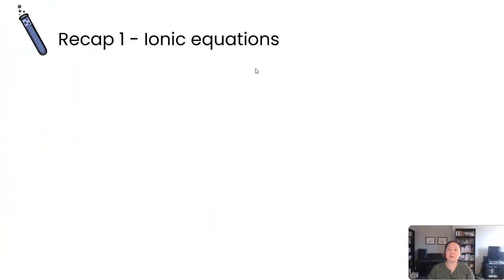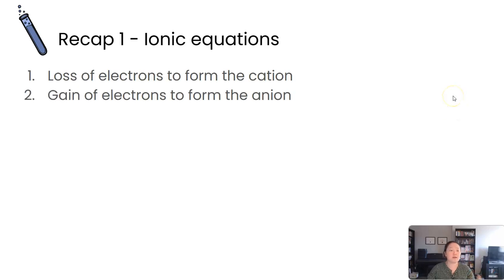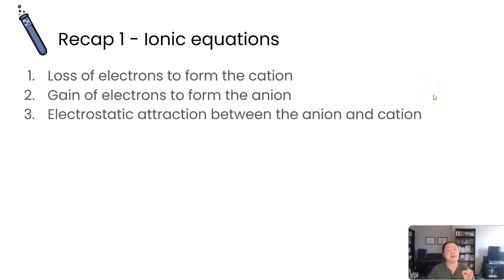Now before we actually go into what a Born-Haber cycle is, I want to recap the ionic equations that we talked about back in grade 11. If you recall, the ionic equations are those equations that show how an ionic compound is formed. One of them has to do with the loss of electrons to form the cation. One shows the gain of electrons to form the anion. And the third equation takes the anion and the cation and puts them together to form that ionic compound.